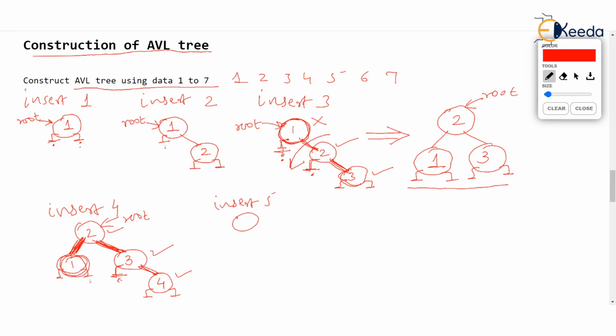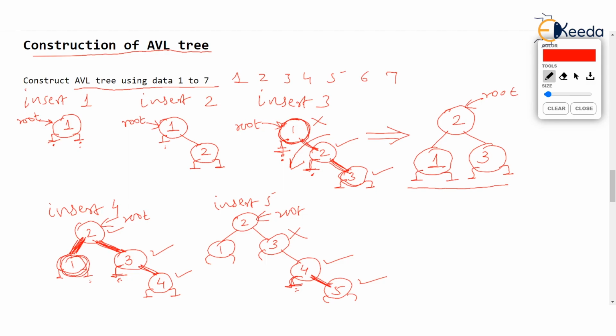Now 5 in the existing tree, this is the existing tree I am having. 5 will go to the right of 4. Now if you check from bottom up, 2 is still the root. From bottom up if you check, 5 is balanced, 0 minus 0, 4 is balanced, left height is 0, right height is 1. But 3 is not balanced from bottom up. So find out the first culprit from the bottom.